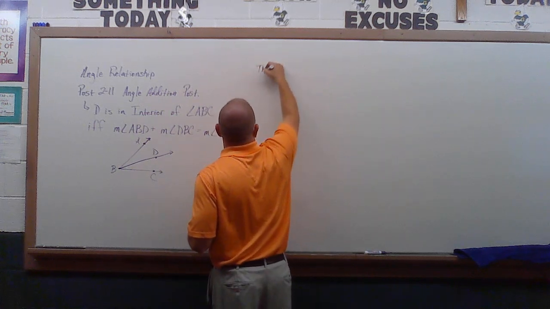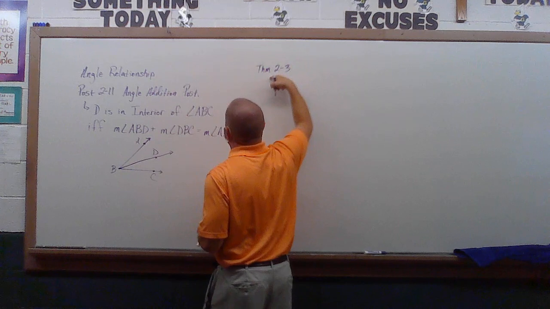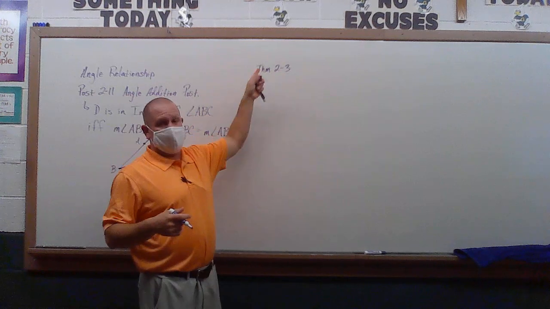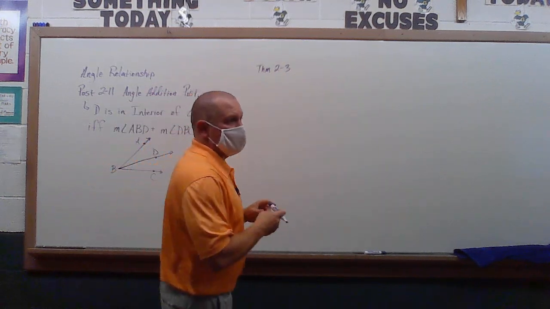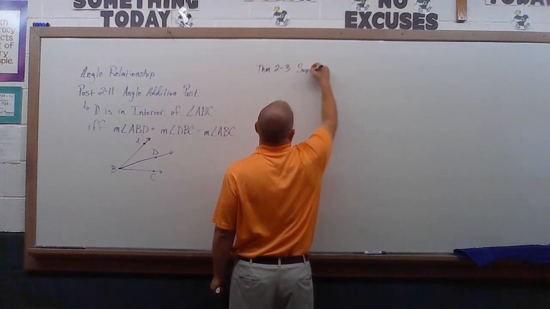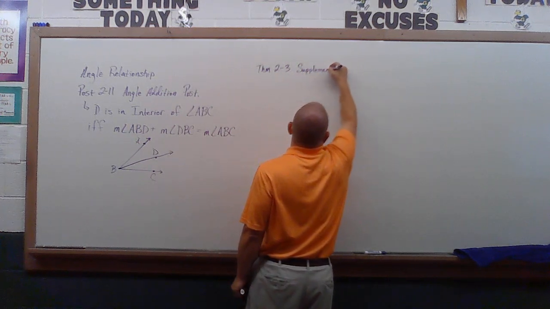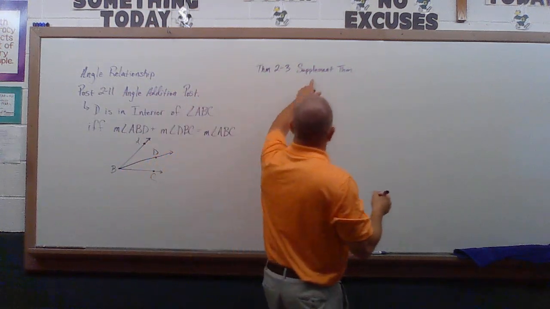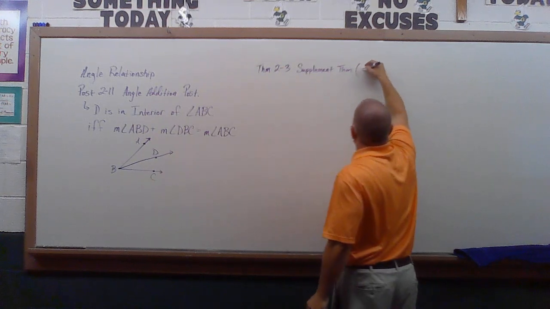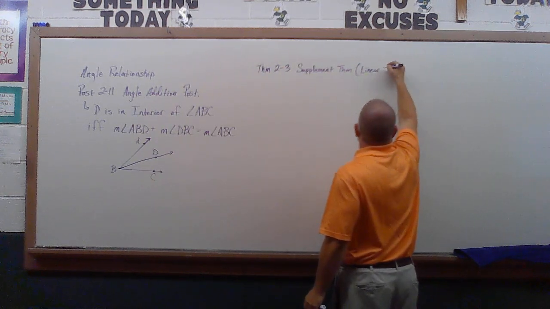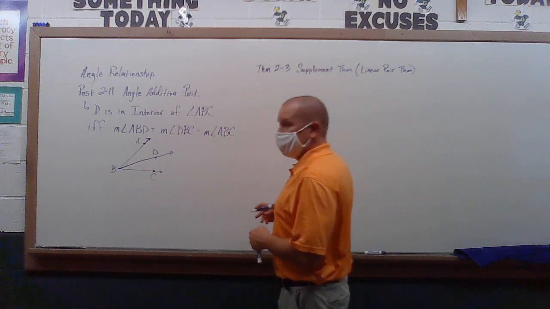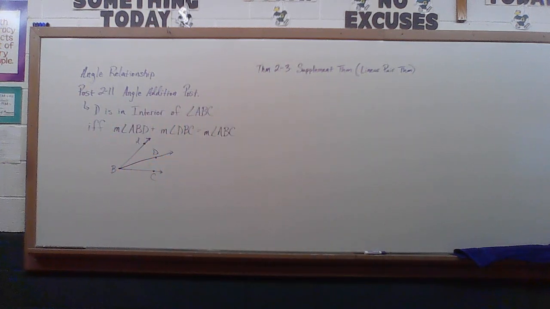So now we start with a bunch of words. So now we go to a theorem though. So this was a postulate again. This is just kind of a rule. Now we had somebody do the math for us. And we got theorem 2.3, which is the supplement theorem. So what's this mean? What does supplement mean, just in general? Another name for this would be the linear pair theorem. But what's the word supplement mean, from back in when we did vocabulary the first time?